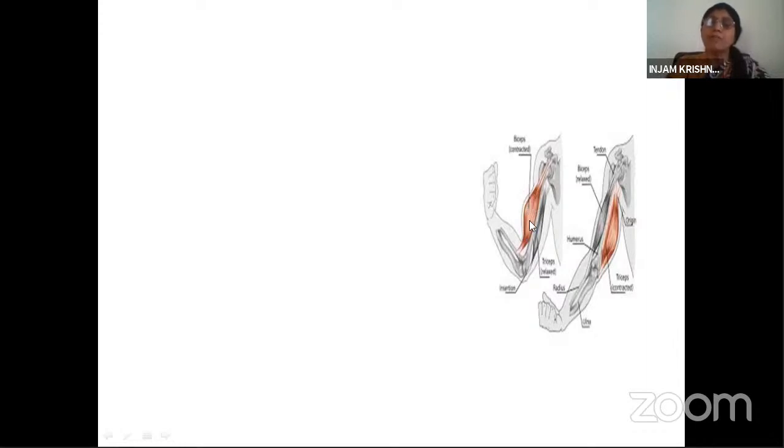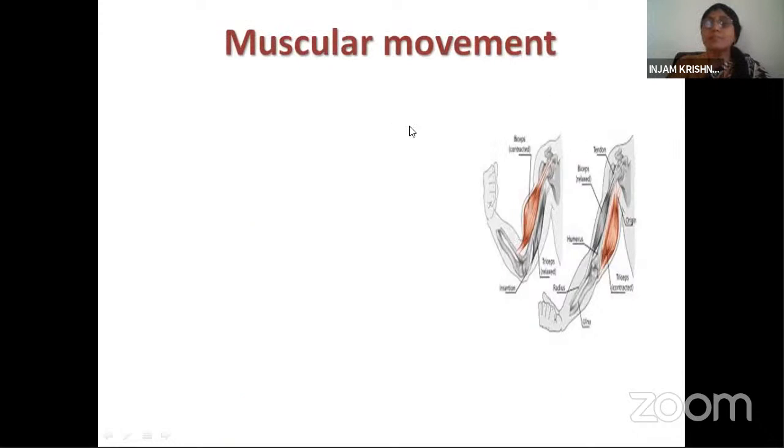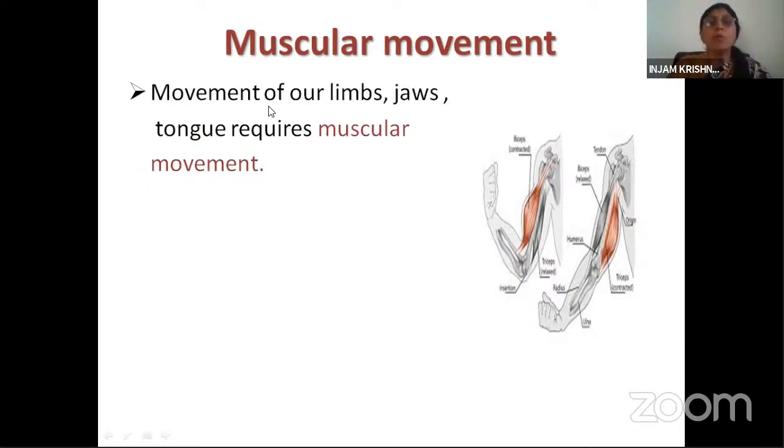Muscle, all of you know it is the muscle. Most of the boys concentrate on it, I think. Because of the muscular movement, we are able to stretch our hand, we are able to fold our hand. Movement of our limbs, jaws, tongue requires muscular movement.